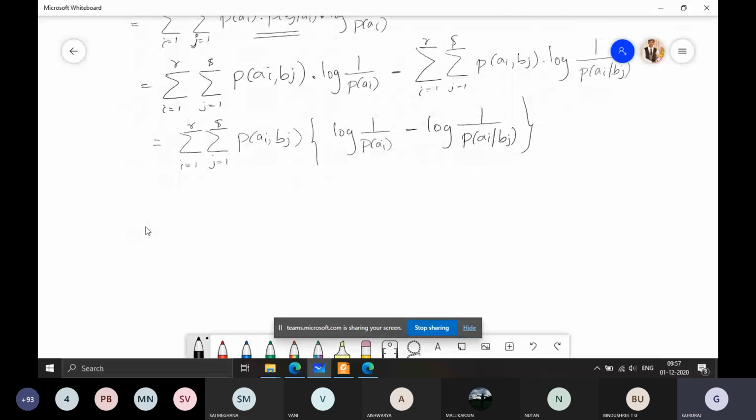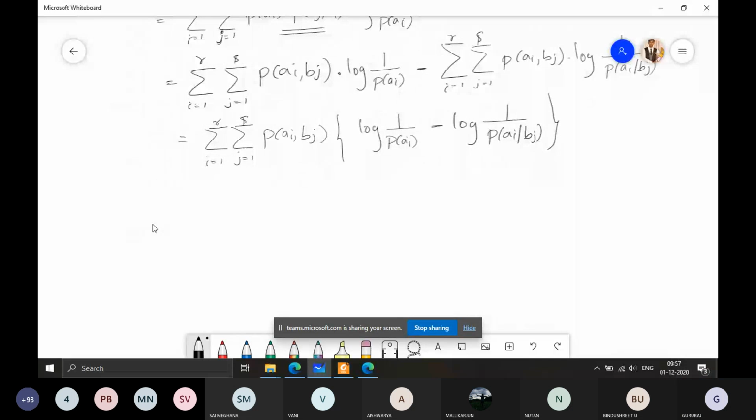Okay, any doubts till now? Any doubts? Okay, so we'll continue this derivation in the next class. We still have to further simplify this. So remember till this point, we'll continue from the next class.